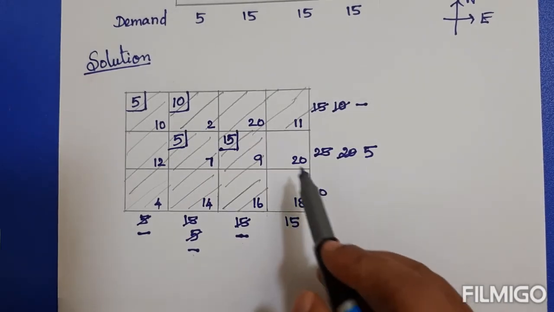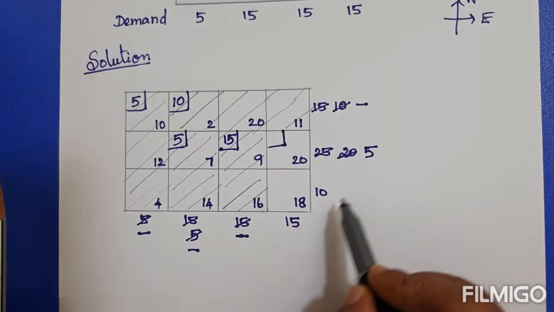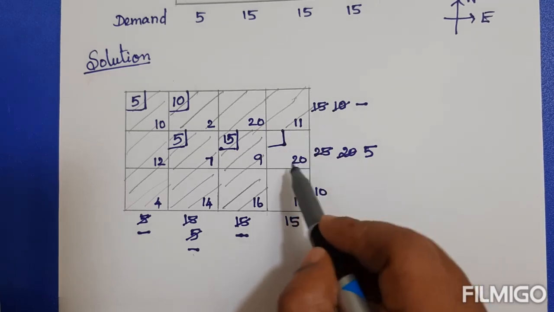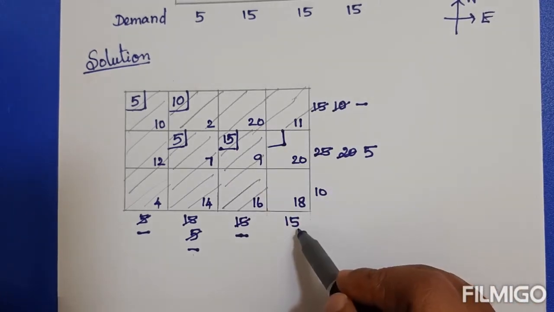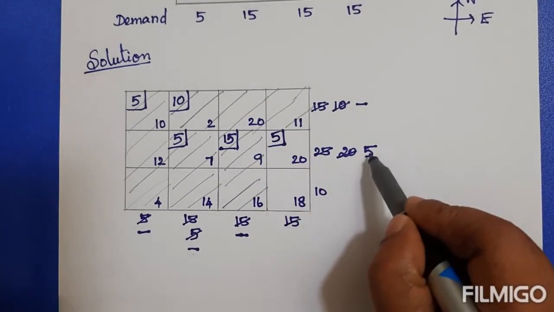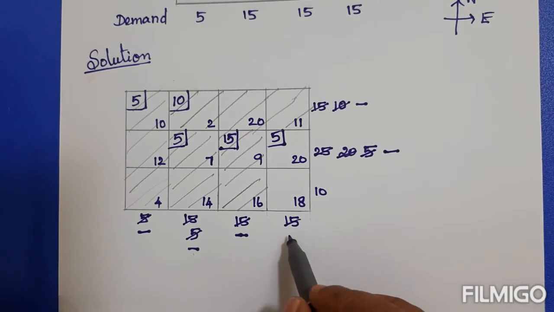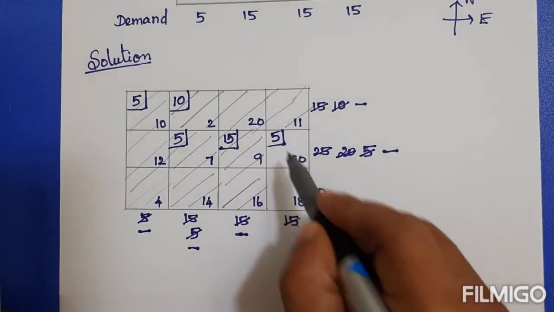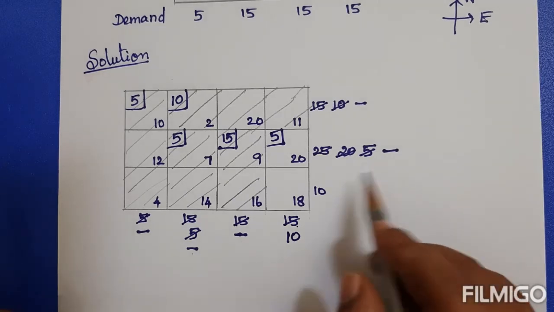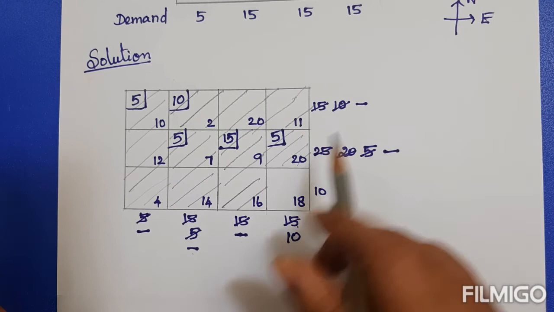The northwest corner cell among the remaining cells is this. So I made a box here. Minimum of 15 and 5 is 5. Cross out this and cross out this. This becomes empty and this becomes 15 minus 5, that is 10. As this becomes empty, I have to cross out this row.